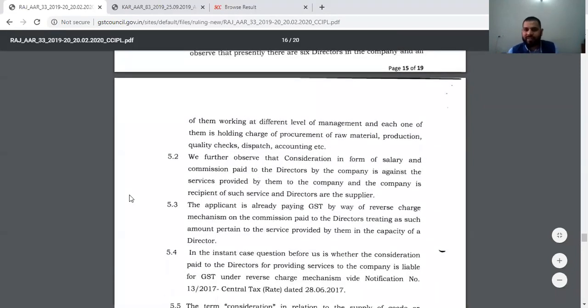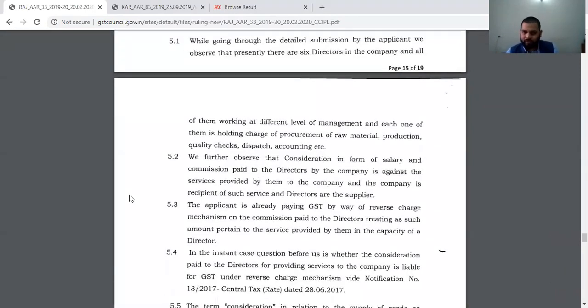Then going further, they said that we further observe that consideration in the form of salary and commission paid to the directors by the company is against the services provided by them to the company, and the company is the recipient of such services and directors are the suppliers. So there is nothing contentious as such with these findings. They're saying that there is a consideration flowing from the company in the nature of salary and commission, which is all right, which can happen.